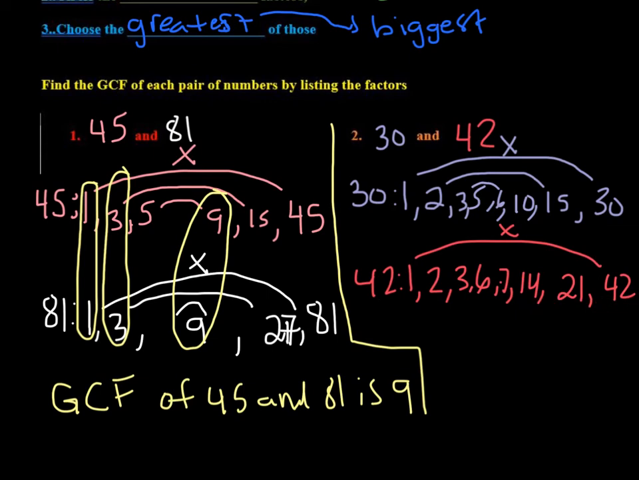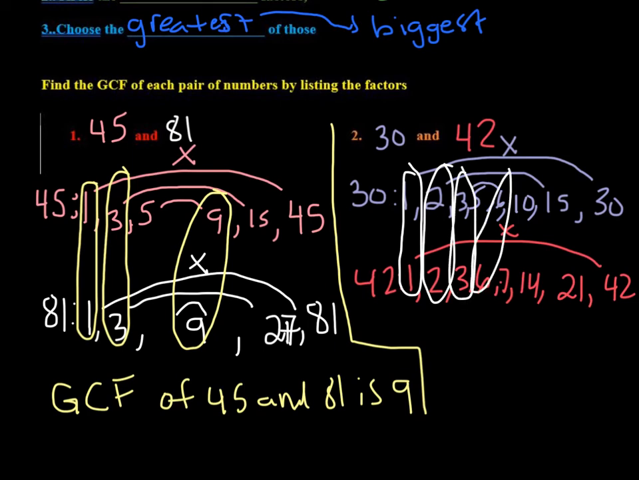So step 2, circle the ones that are the same. So 1 is the same, 2 is the same, 3 is the same, 6 is the same, and that's it. So our greatest common factor, or GCF, of 30 and 42 is 6, because that is the biggest number they have in common, or that are the same.